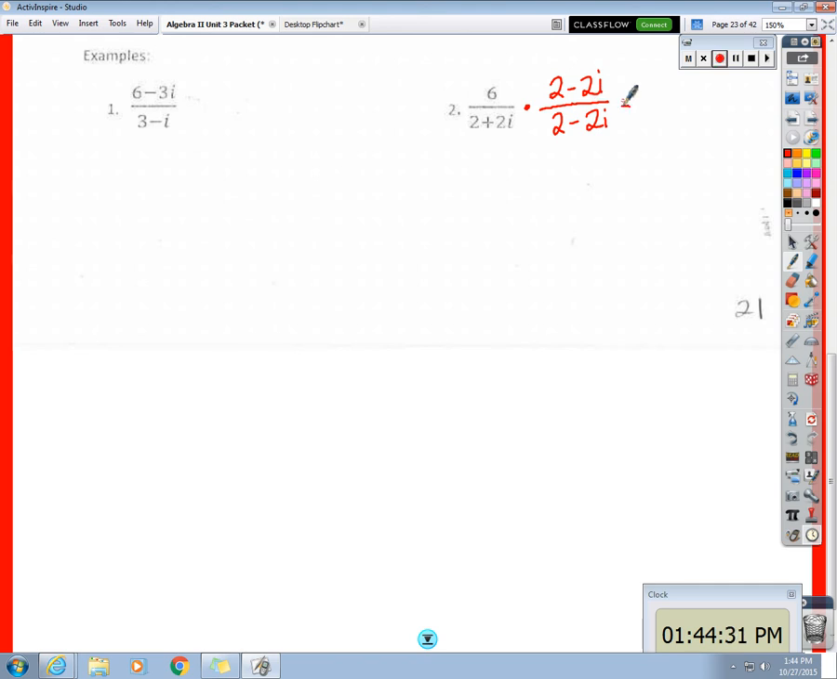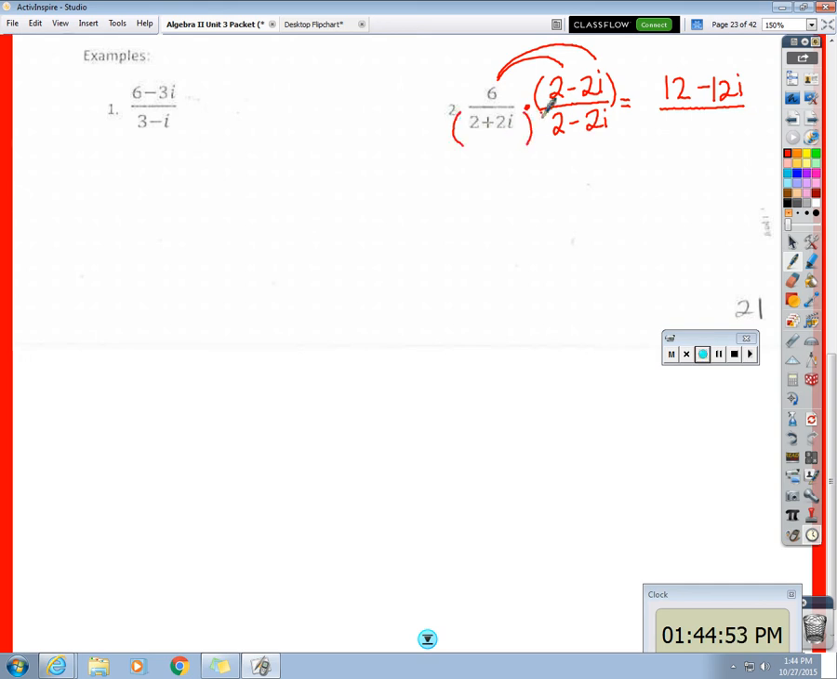Now, what do we have to do to the top? We have to FOIL that times that. All we got to do is distribute, right? 6 times 2 is 12. 6 times negative 2i is negative 12i. Okay, now over on the bottom, you do have to FOIL.